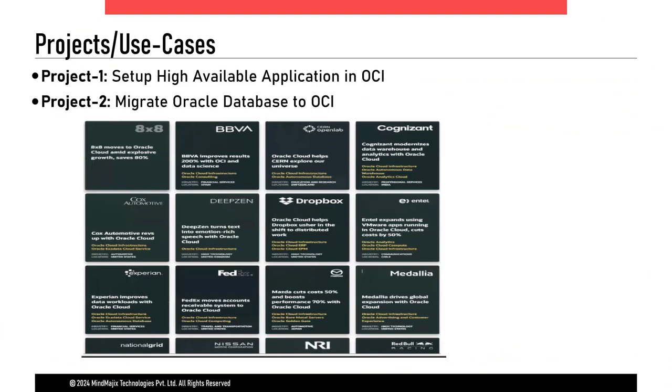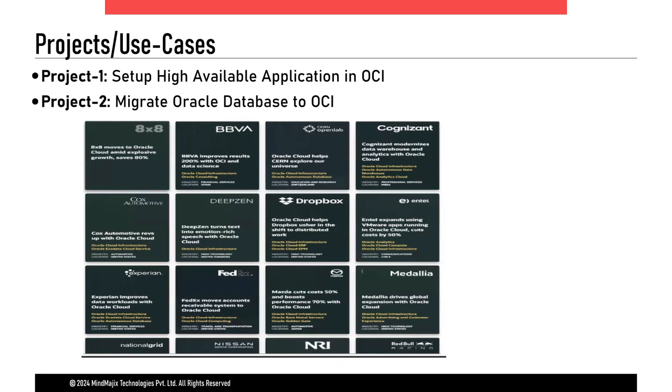I will try to cover these two use cases: how we can migrate an Oracle database to OCI and set up high availability, and how we can set up a highly available application in OCI, creating multiple VMs, interconnecting them with load balancers and then configuring them. Here I have taken a snip from Oracle's website showing use cases of which projects have utilized OCI. For example, Cognizant has utilized this OCI platform to deploy their workload in Oracle Analytics Cloud. So there are multiple use cases.